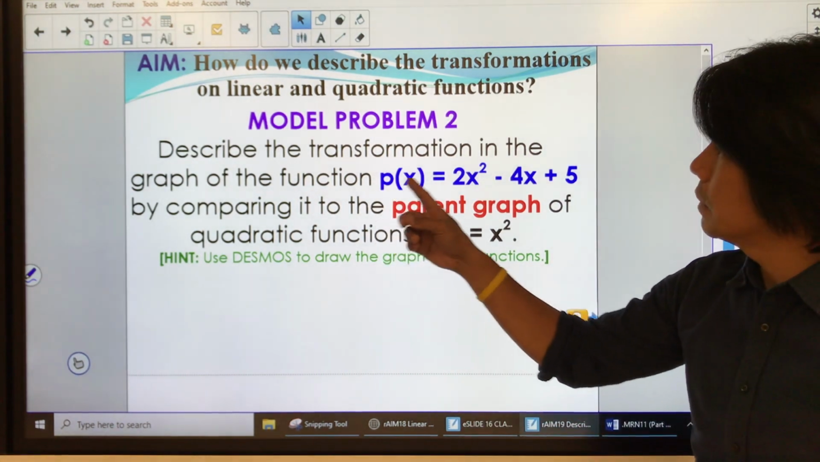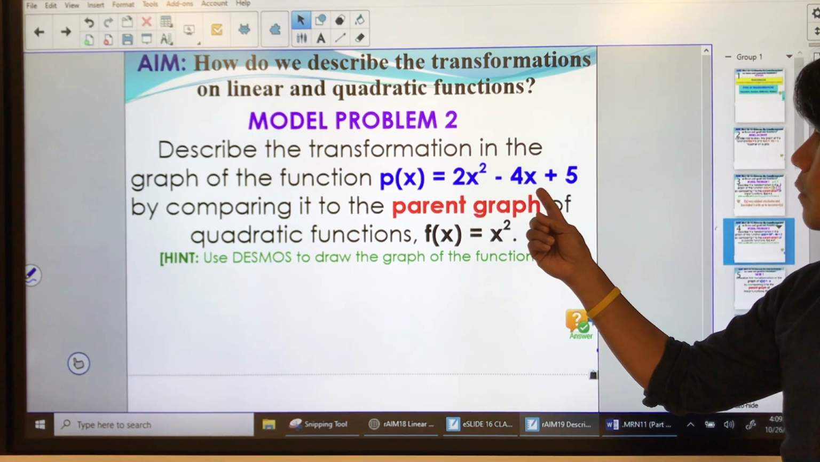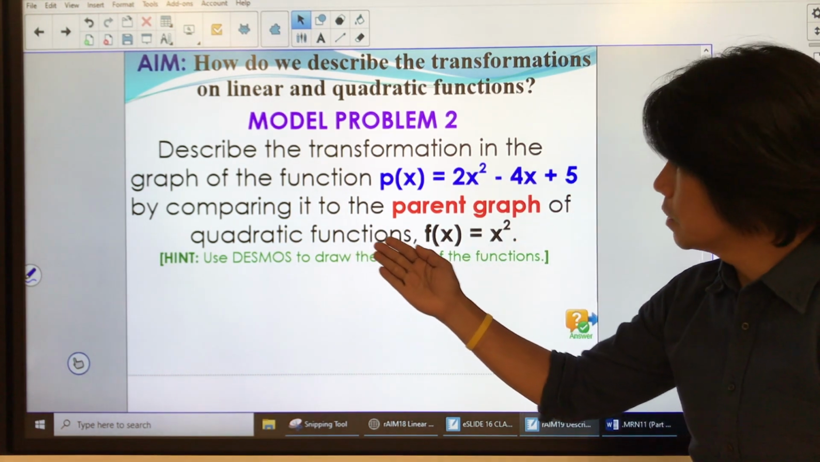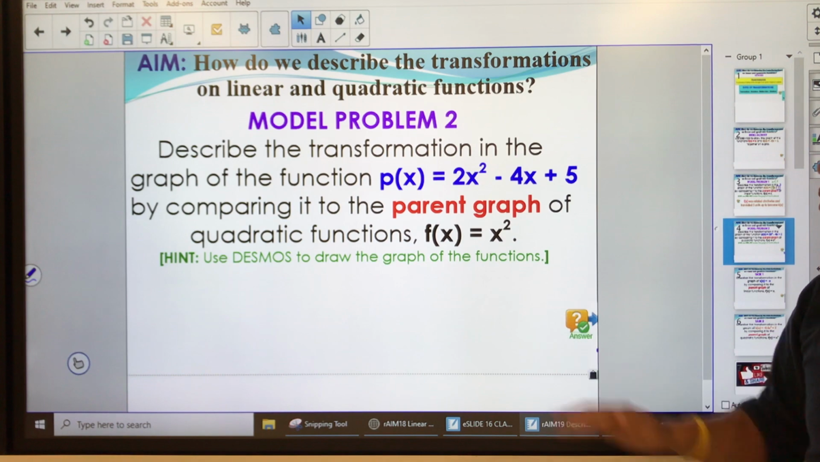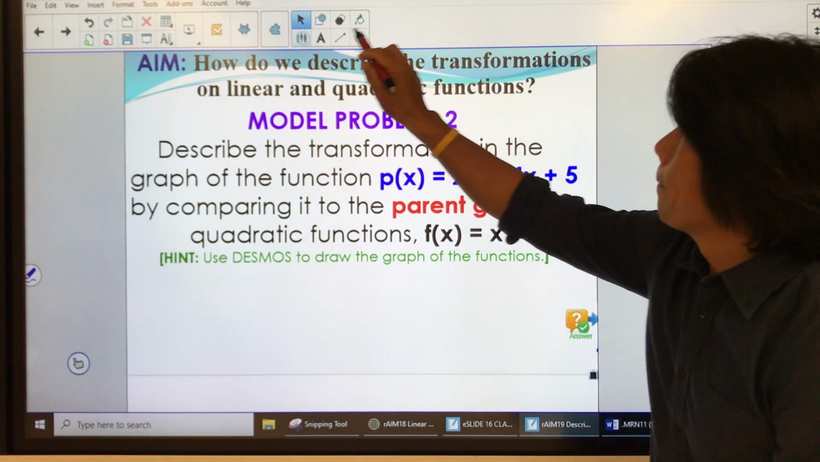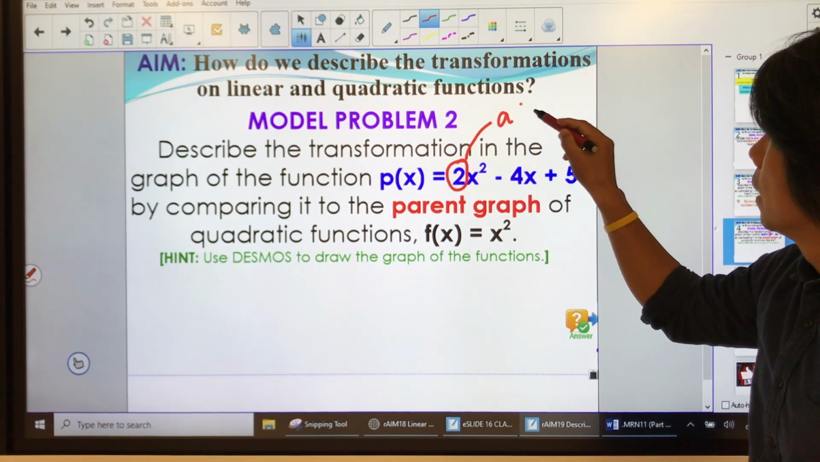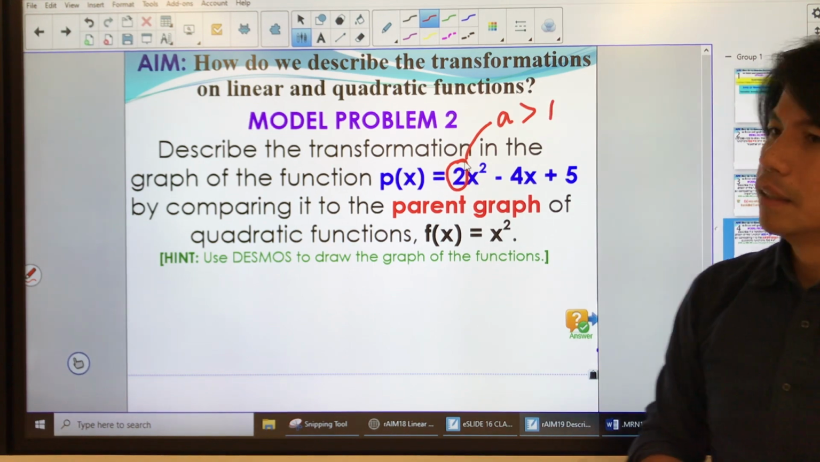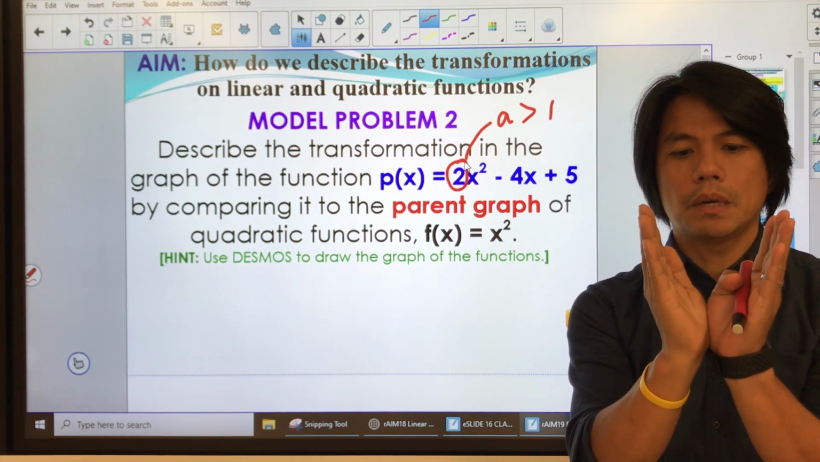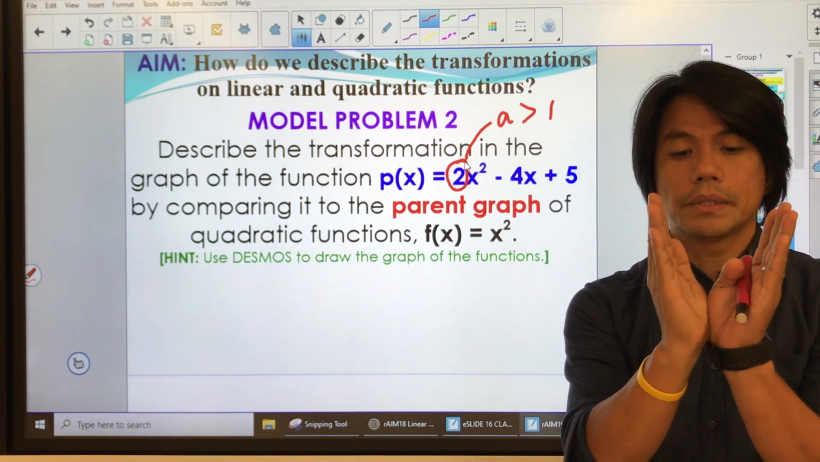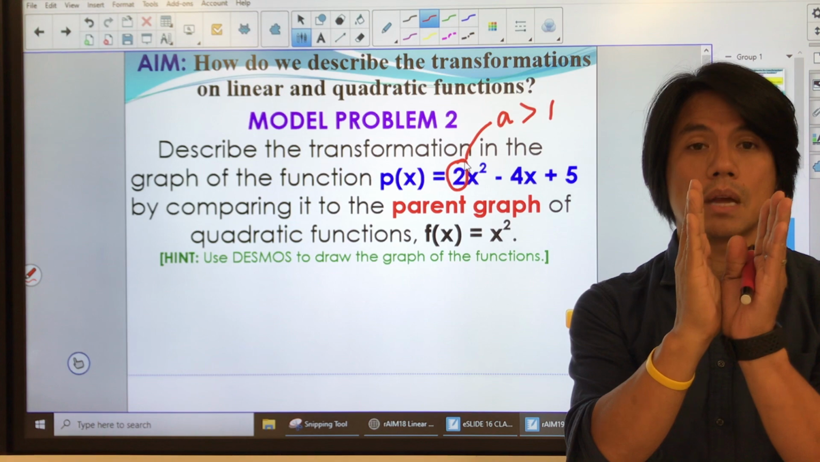It says describe the transformation in the graph of the function p of x is equal to 2x squared minus 4x plus 5 by comparing it to the parent graph of quadratic functions f of x is equal to x squared. Again, we're going to use DESMOS. But before that, if you remember on the previous lesson, if a is greater than 1, what do you remember? If a is greater than 1, if the parent parabola is like this, if a is greater than 1, it dilates, it becomes narrower.